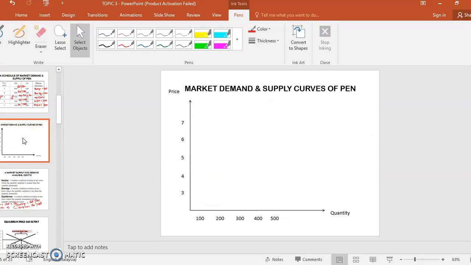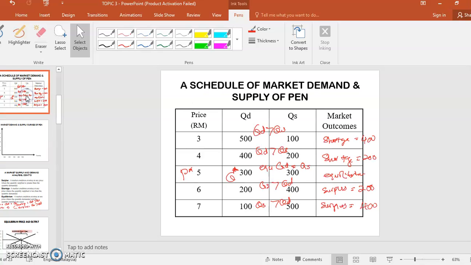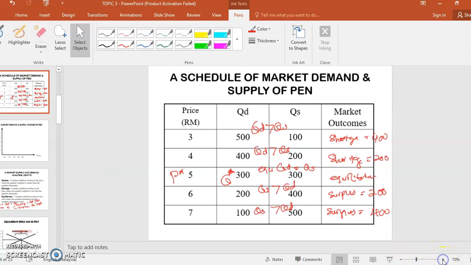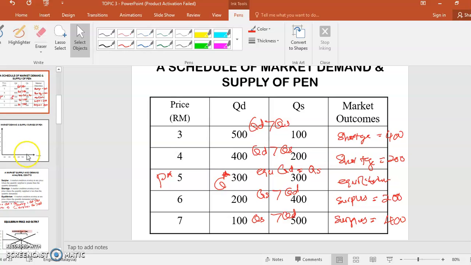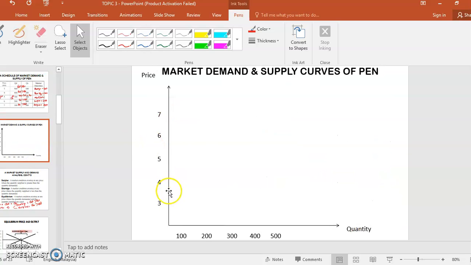Okay, first look at this table. First you draw the demand curve. To draw the demand curve, you look at the column price and quantity demanded. So you akan dapat demand curve. At 3 ringgit, quantity demanded is 500. So just plot. Okay, so this is the example.